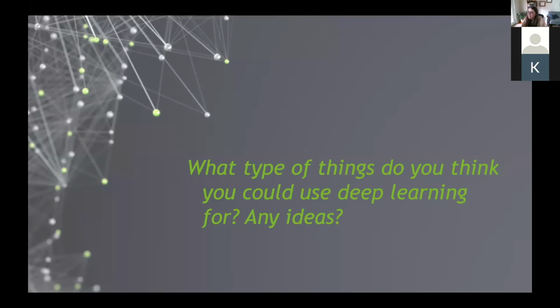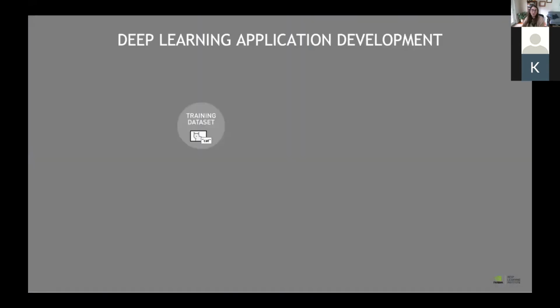I'm not sure. Okay, so we're going to do a little crash course in deep learning, which is a type of AI. Okay, so in deep learning, let's say you have some type of data and you know what the data is.